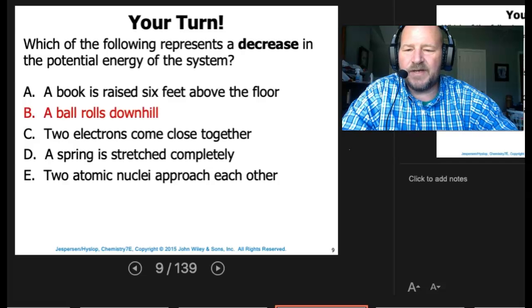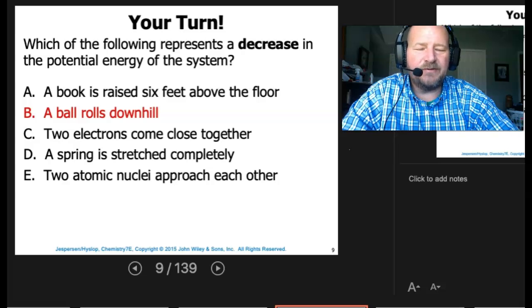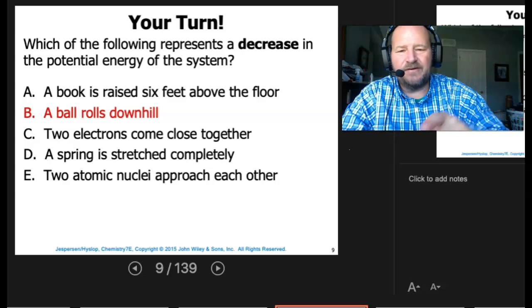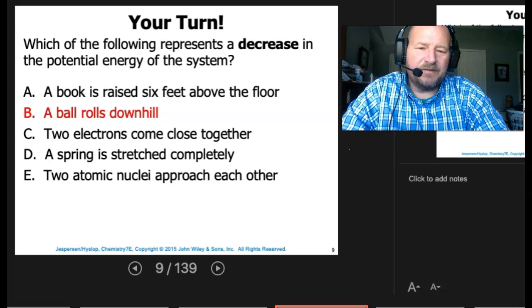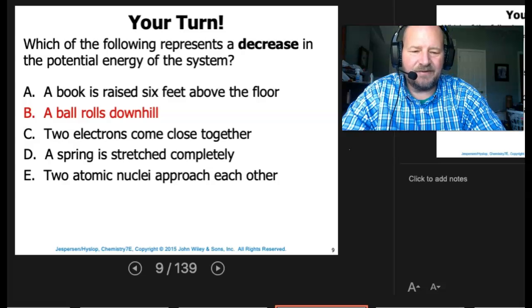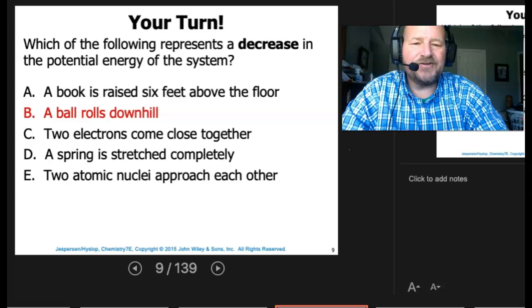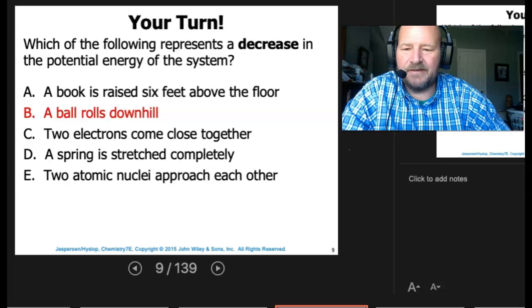All right, hopefully you picked a ball rolling downhill. As the ball is going down the hill, the potential energy is decreasing, right? Now, we might recall potential energy and kinetic energy are linked together. So if the potential energy is going down, we know the kinetic energy has got to be going up.